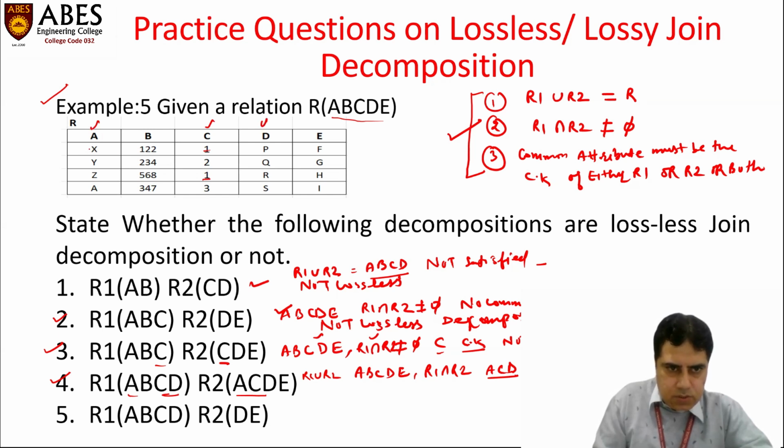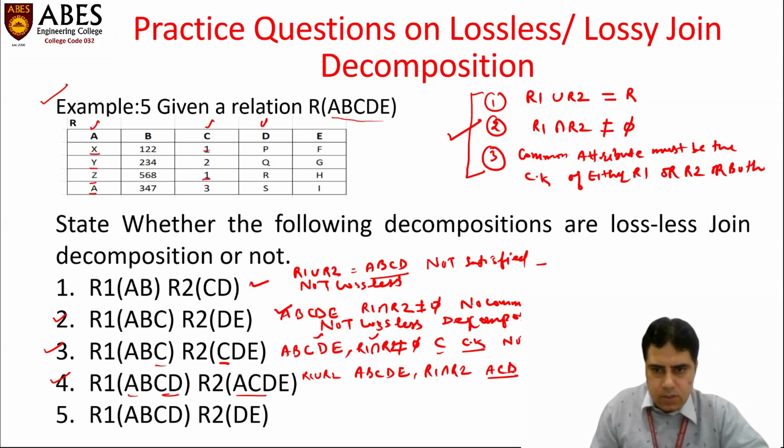Or we can check A; all the tuples are different: X, Y, Z, A. So all the combinations X1P, Y2Q, Z1R, A35 are all different. So ACD is the candidate key or super key of the relation R. So we can say that the given decomposition is a lossless decomposition.